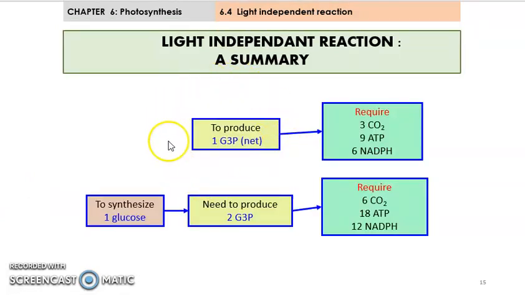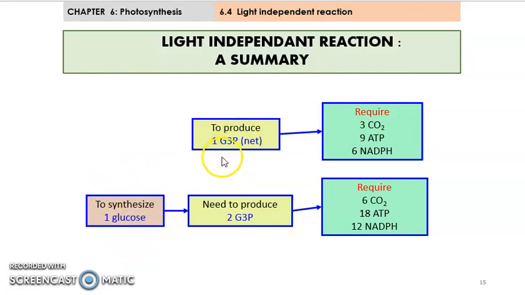Okay, one more thing. Okay, let's say if the question asks you, okay, to compare. Contohnya kalau awak tengok dekat sini, to produce 1 G3P as output. So ingat, G3P ni dia adalah molekul yang ada 3 carbon. So, dia memerlukan, require 3 carbon dioxide, 9 ATP and also 6 NADPH. So let's say if the question asks you, how many carbon dioxide, ATP and NADPH will be required to synthesize 1 glucose as output. So glucose ni adalah molekul yang ada 6 carbon.